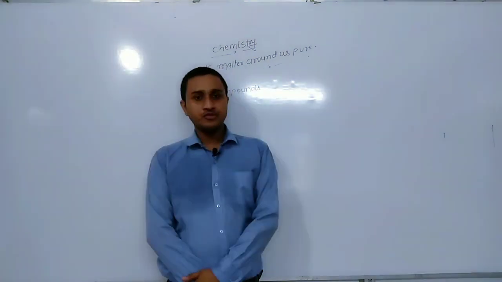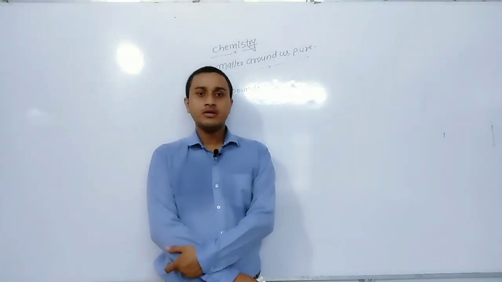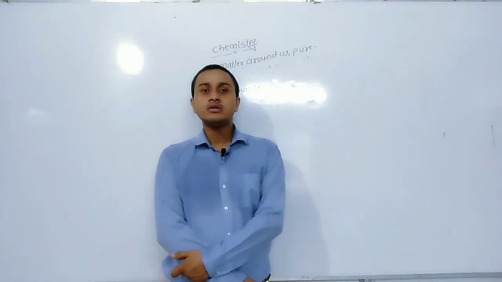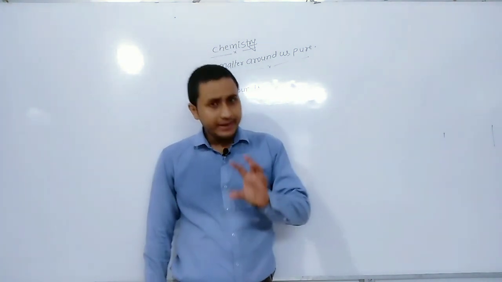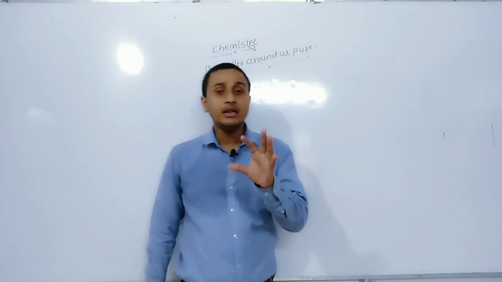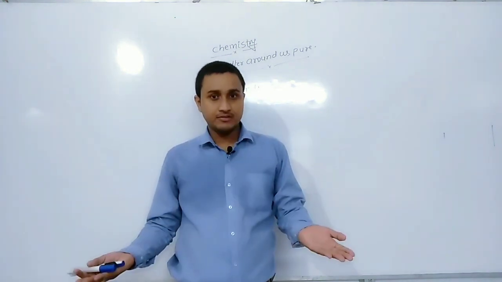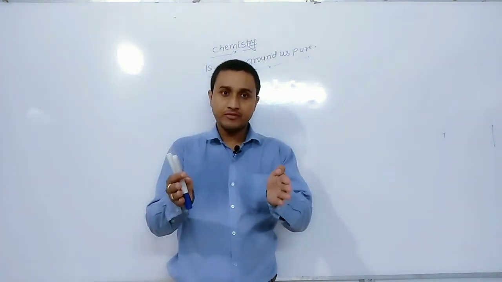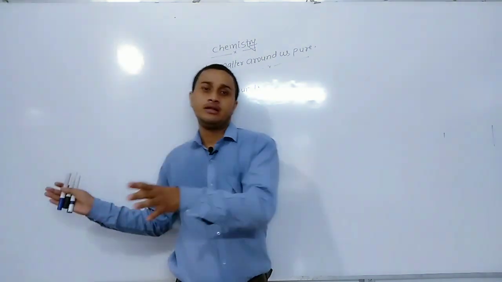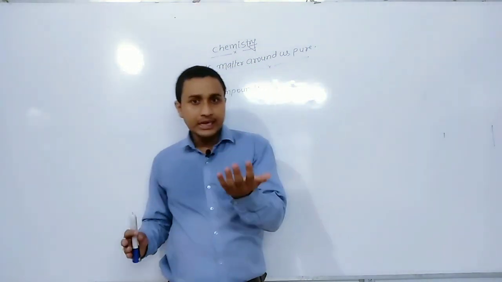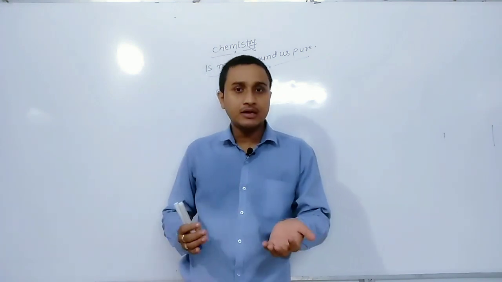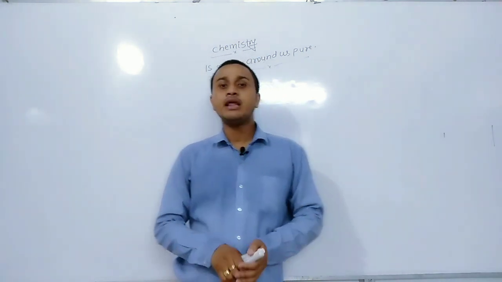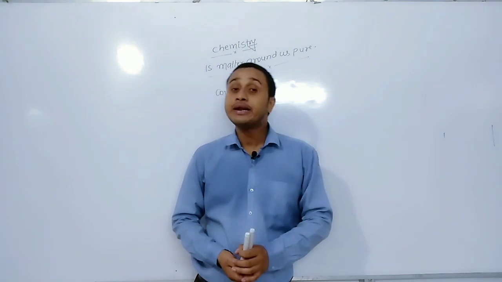Dear students, as you know, in the last class we studied the term metalloid. I would like to revise the term metalloid. Metalloid means what? Any element which possesses the properties of both metal as well as non-metal. Are you getting my point? Any element that has the properties of metal as well as non-metal is classified as a metalloid.